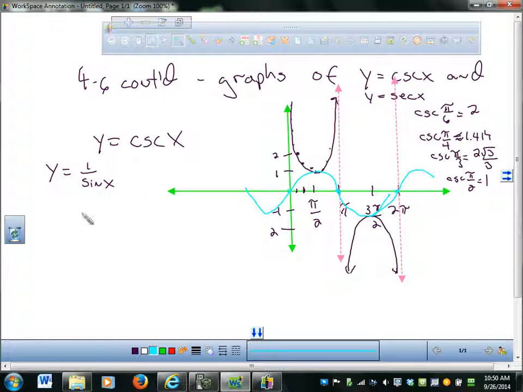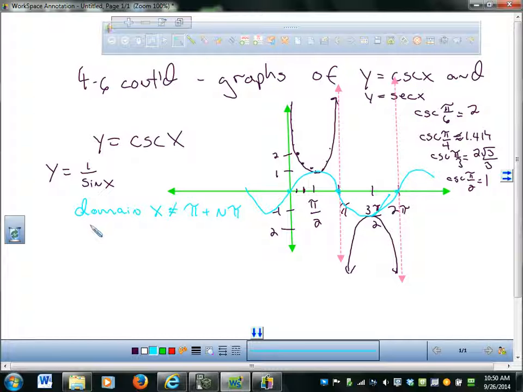Okay, so in general, for the domain of y equals cosecant of x, you would just write that x is not equal to everywhere there's a pi, so x is not equal to pi plus n pi, which means any multiple of pi, including 0, where n is an integer. That's the way I would write it.